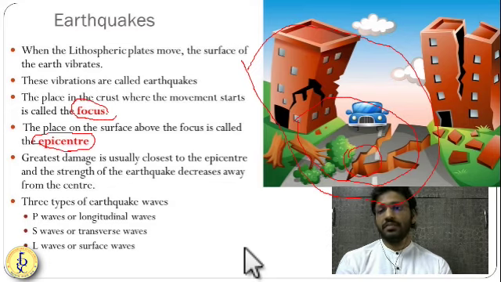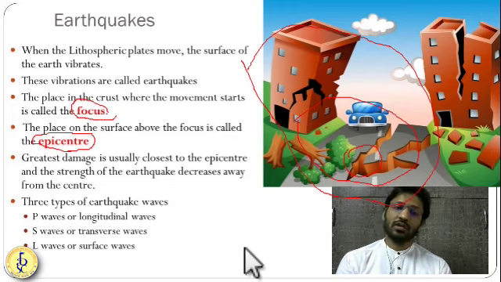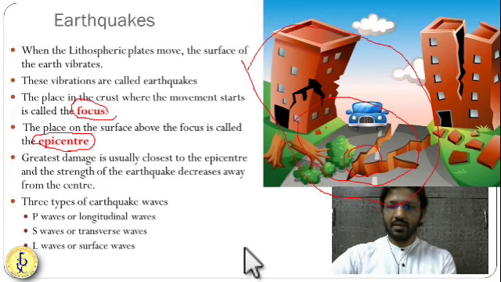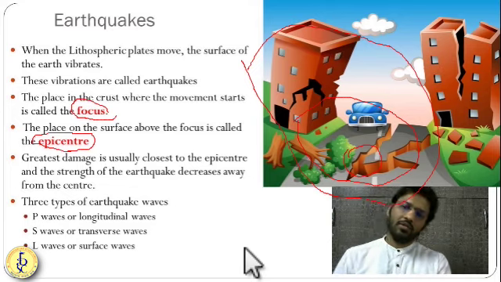So these earthquake waves, after this energy is released, the waves which are generated are known as earthquake waves. And these earthquake waves can be classified into three types. They have different characteristics that we'll see, I think, in the 11th standard NCERT. So P waves, S waves, and surface waves or L waves. These are the three types of waves.